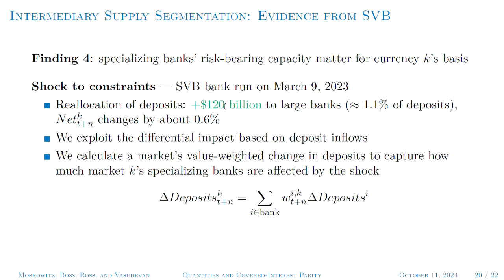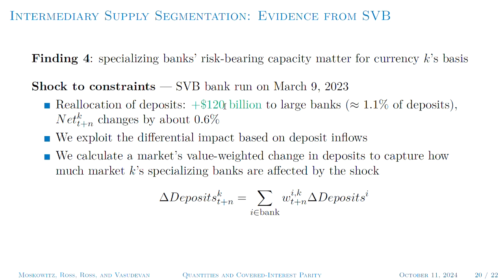So what we're going to do is exploit the differential impact based on deposit inflows. We calculate a market's value-weighted change in deposits to try and capture how much of a market K's specializing banks are affected by the shocks. So we're looking at the change in deposits weighted by the share of the banks in that market, summed over banks. This value, this change in deposits, is going to vary across currency K and the maturity T plus N. But it's not going to vary over time because we're making these weights fixed to before the SVB run.